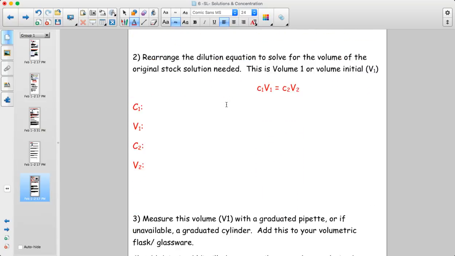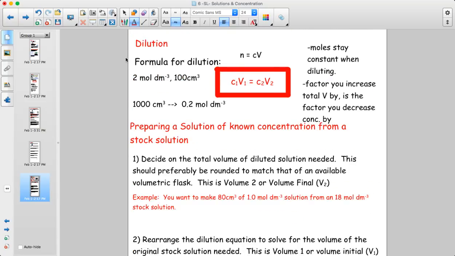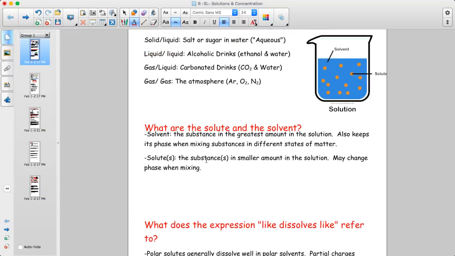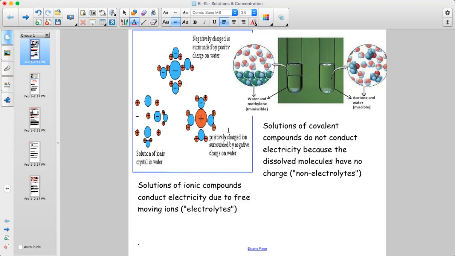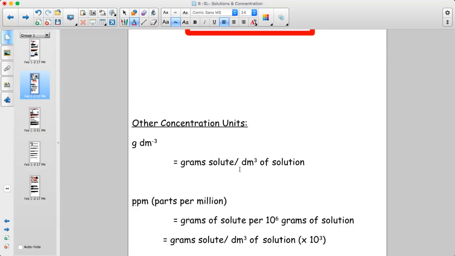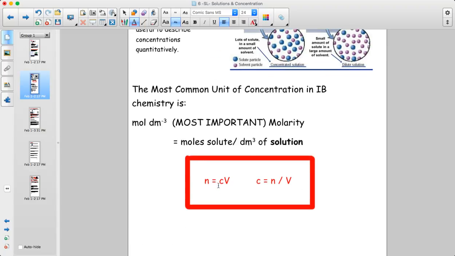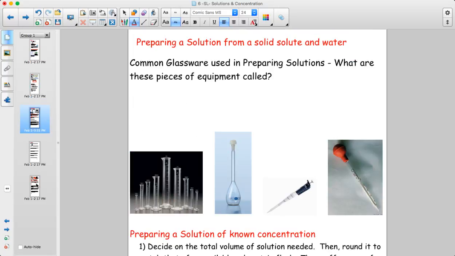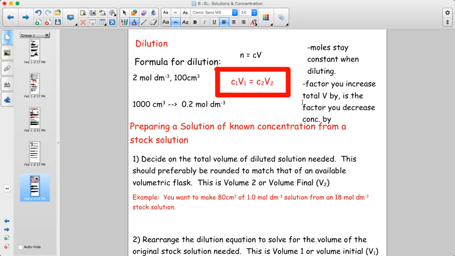That's how dilution will work. We will do some practice using the equation and doing this in class. But those things about solution, knowing the terms solute and solvent, knowing that ionic compounds form solutions that conduct electricity while covalent compounds do not, knowing that to calculate concentration is n equals CV, and that there are some other units of concentration, but mostly you'll be doing moles divided by the liters. And if you do a dilution, whatever factor the volume increases by, that is the factor the concentration decreases by. C1V1 equals C2V2.